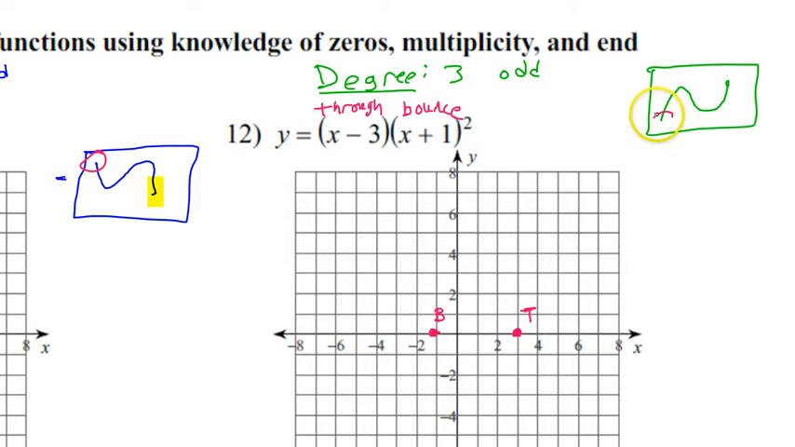And I'm going to start off low as we discussed. So here I go. I start off low, and I have to come up and bounce off of this point. And then I'm going to swerve around and go through at that point. Okay, so that's what number 12 should look like.